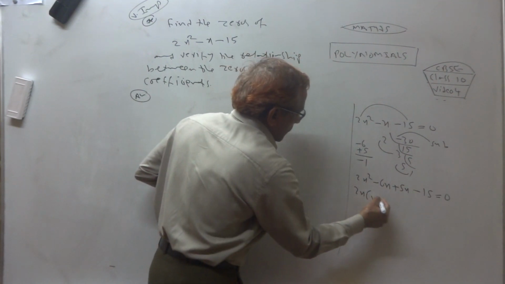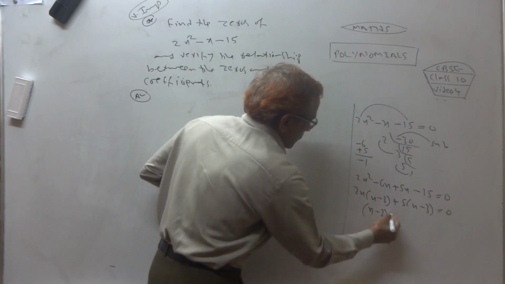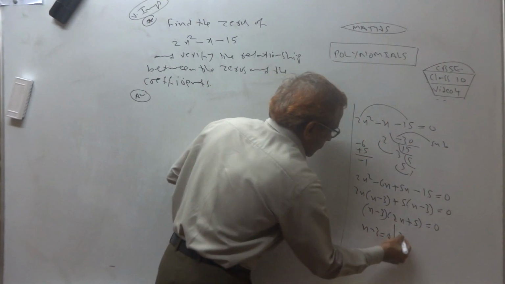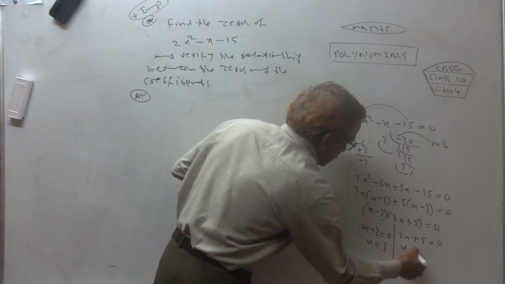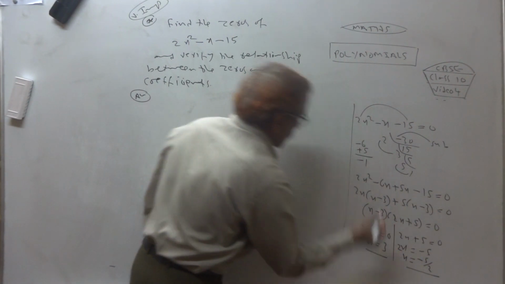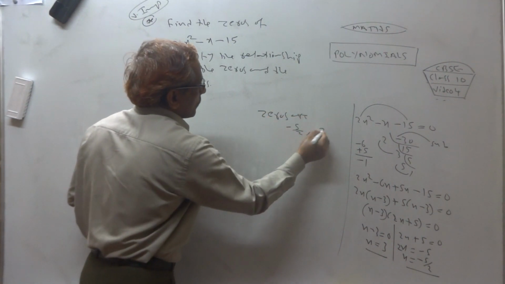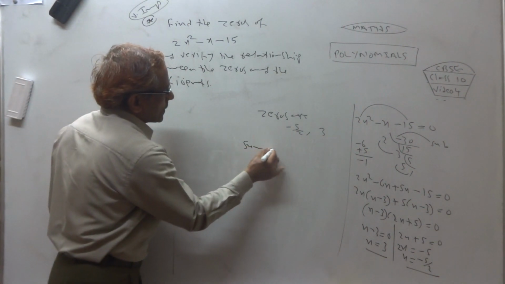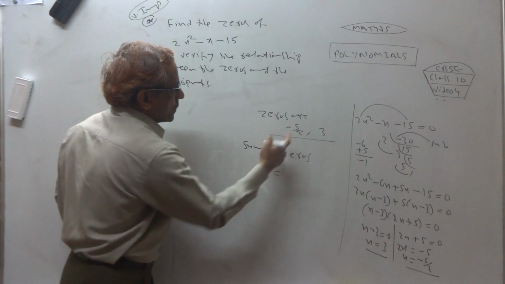2x common, x minus 3; 5 common, x minus 3. So x minus 3, 2x plus 5. Yes, this is 0, this is 0. So x is 3, 2x is minus 5. Finished. I got the zeros. See, what are the zeros? Minus 5 by 2, 3. After getting the zeros, what do we do? Now we first find the sum of zeros. This plus this.